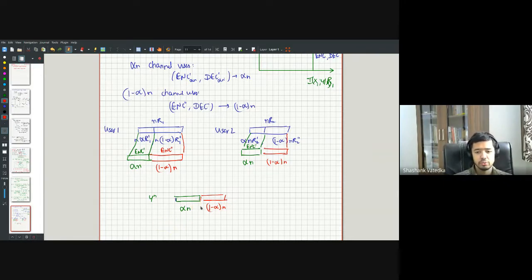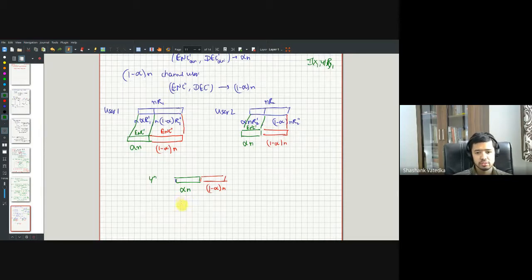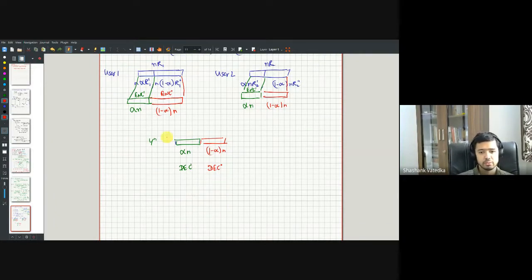Right, and then the receiver uses decoder prime to recover the first parts of the two messages. And then for the second fraction, the 1 minus alpha fraction, it uses decoder double prime. Right? So each of these gives you two separate parts of the message, and then you concatenate the two to get the overall estimate of the message. All right. So this much is clear.